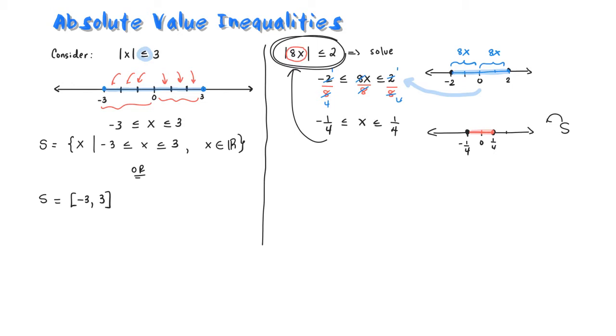So then you can now write the solution set. You can now write the solution set as the set of all x such that -1/4 is less or equal than x, less or equal than 1/4, where x is a real number. Or you can write it in interval notation. So then that will be everything from -1/4 to 1/4.